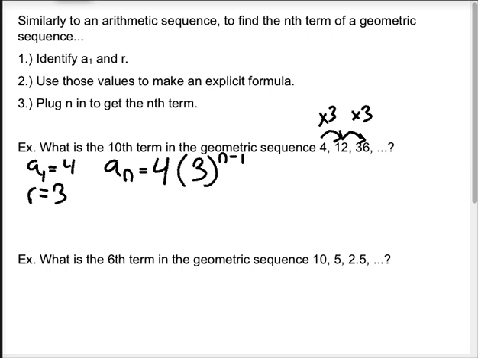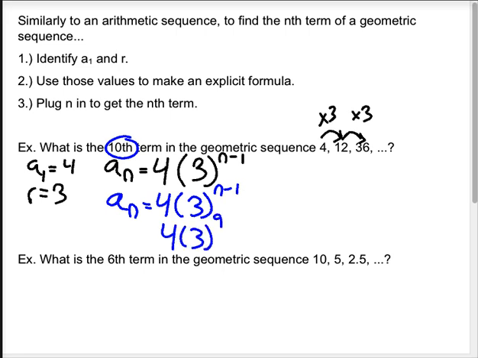And now from there, I want to find the 10th term. Well, let's plug it in. a sub n equals 4 times 3 to the n minus 1. Well, that's going to give me 4 times 3 to the 9th.